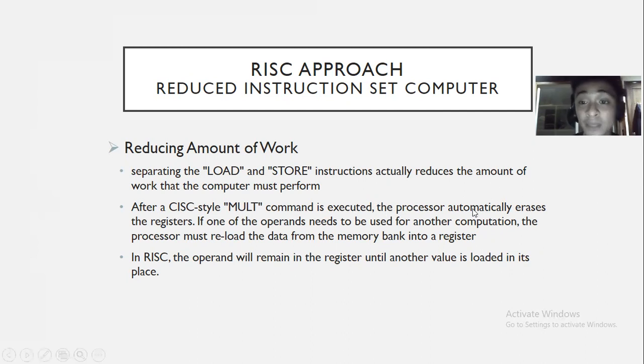Again, once the mult command is executed, the processor automatically erases the register. So after each command it resets or refreshes the registers, and you have to load the data once again. If you're working with the same kind of data over and over again for the same set of commands, it's going to be less efficient for the microprocessor. In RISC, however, the operand will remain in the register until another value is loaded in its place. So RISC is actually better for repeated operations, and more efficient for the microprocessor.